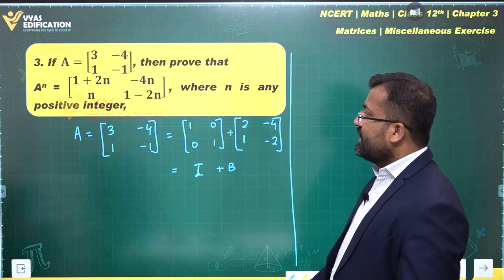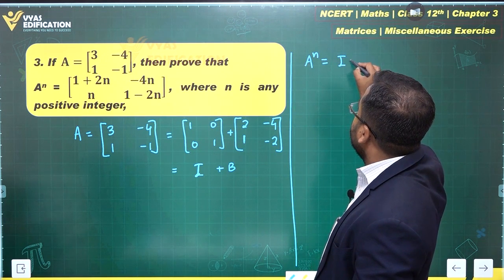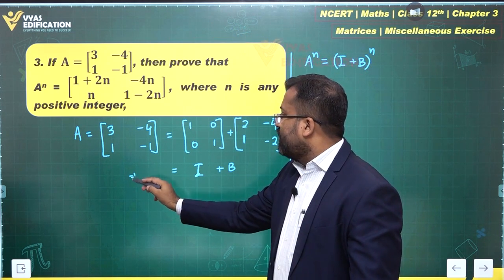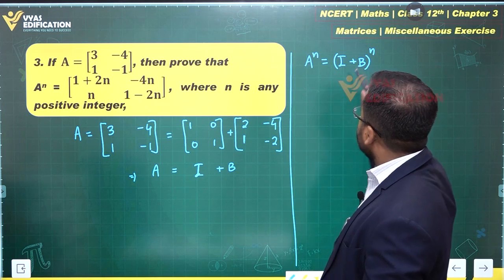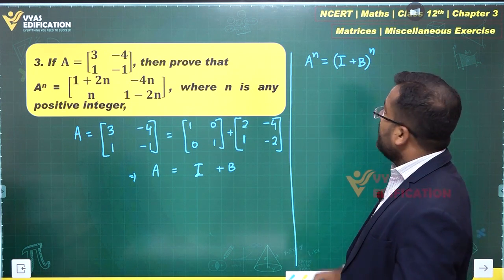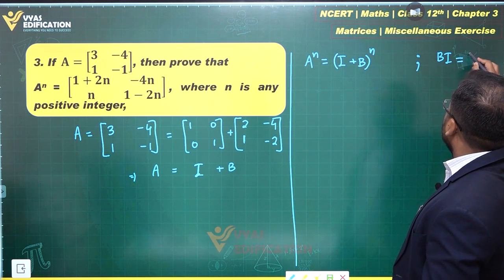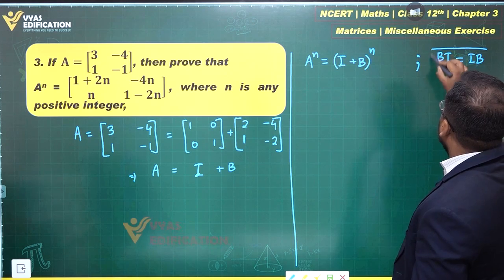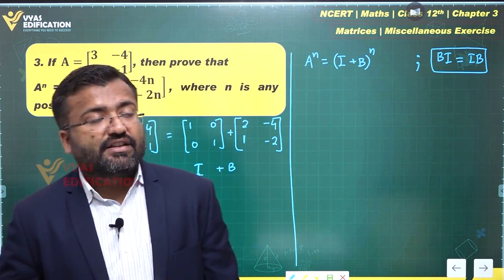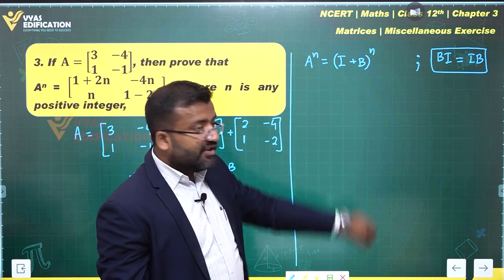And once we have this, a power n can easily be found. A power n is actually (I + B) power n. Since matrix A is equal to I plus B, we can easily find A power n by writing (I + B) whole power n. Now, these matrices B and I are such that the identity matrix commutes with any square matrix, right? Since it has this kind of a property, I can apply a simple binomial expansion on this, right?